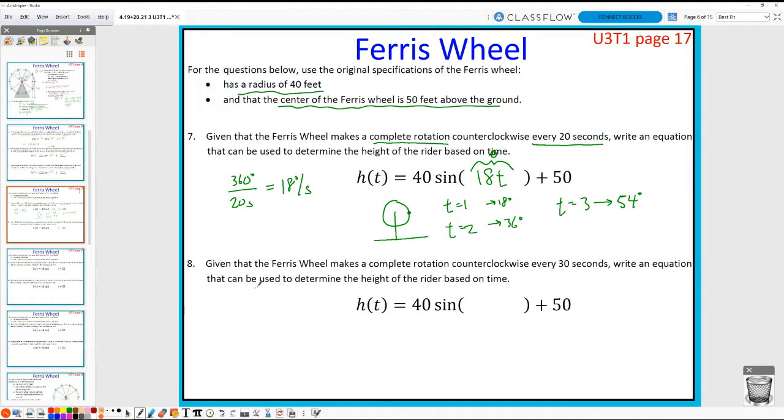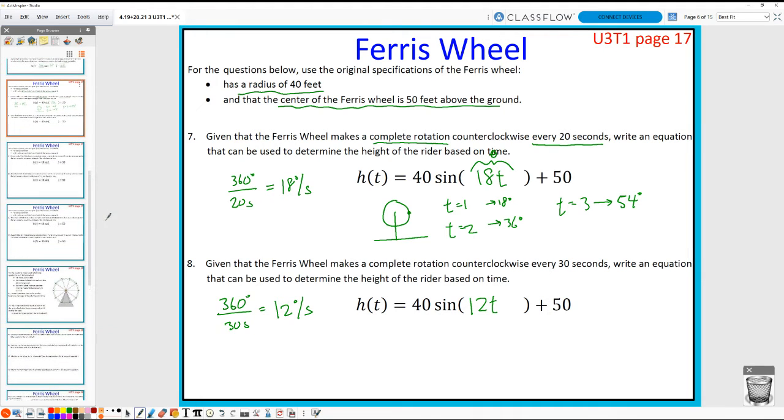Again, a complete rotation means 360. How long does it take me to do that? It took me 30 seconds. So this is 12 degrees per second. Again, as long as I know how much time has passed, I know how much of a rotation I've gone through.